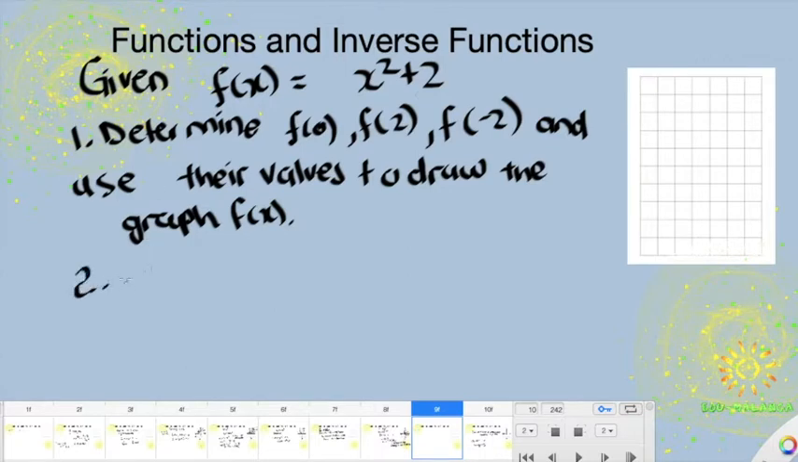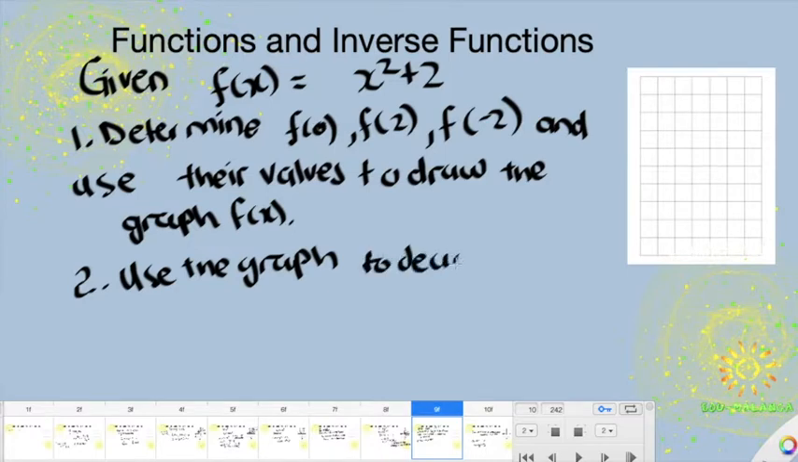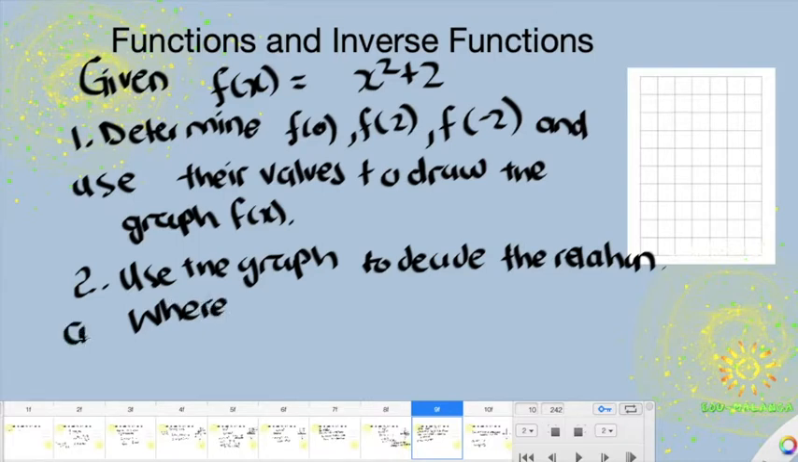So the second one is using the same graph, okay? Use the graph to decide the type of relation that fx represents. So we're going to use the graph to decide the relation. I'm not going to write the whole sentence down, as long as you guys understand the question. So we're going to use the graph and whether it is a function or not, okay?